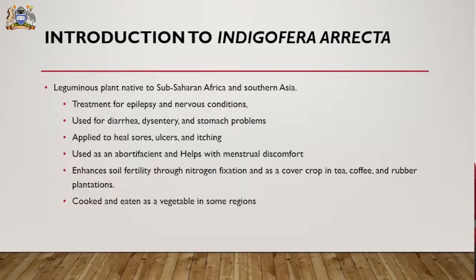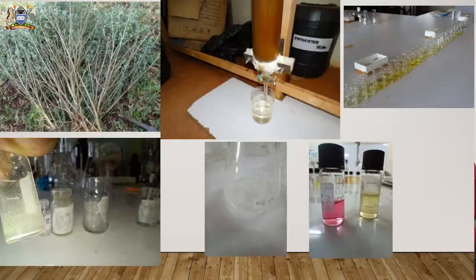Locally, these are some of the uses: epilepsy, nervous disorder, diarrhea, healing wounds, as an apophysiant. Equally, it fixes nitrogen. The next. That is the plant I'm talking of.